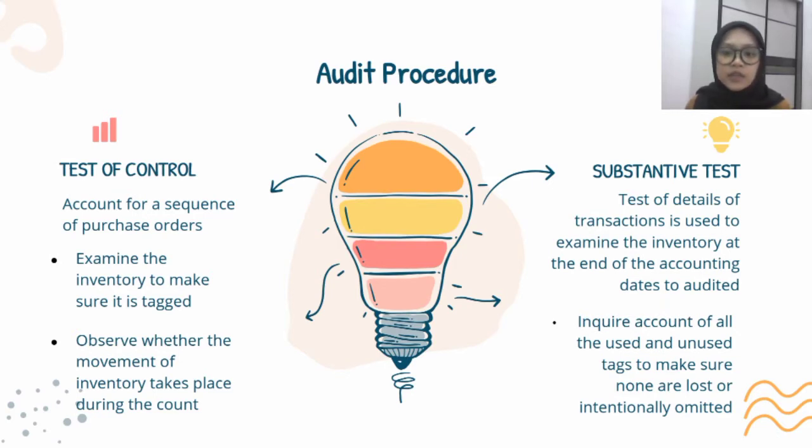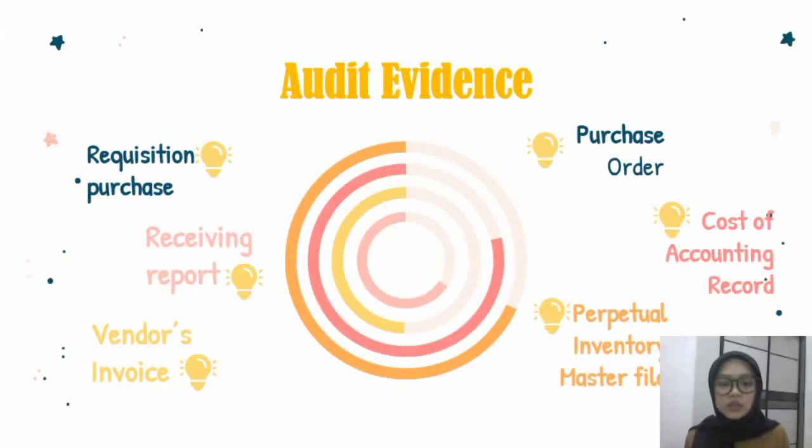Secondly, for the substantive test, we need to make tests of details of transaction that will be used to examine the inventory at the end of the accounting date to be audited. The audit evidence for test of control and substantive test of the completeness is firstly, requisition purchase, receiving report, vendor invoice, purchase order, cost of accounting record, and lastly, perpetual inventory master file.